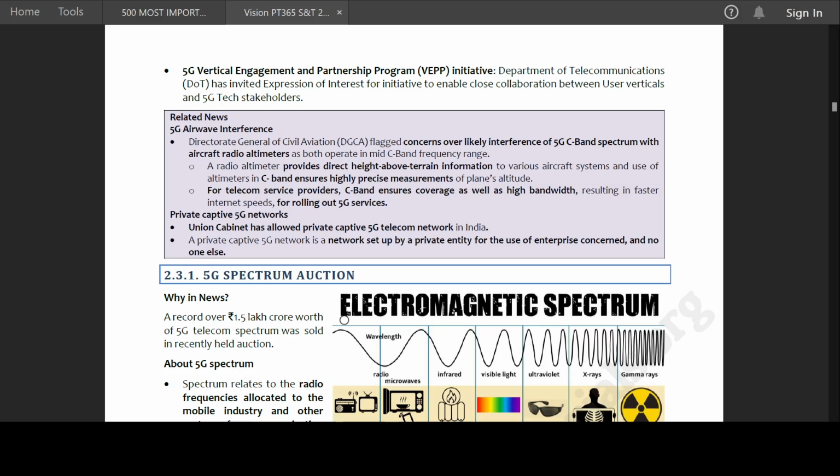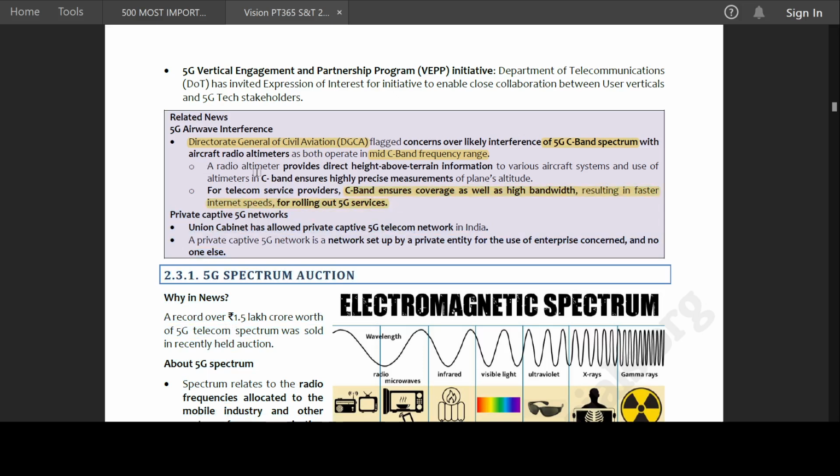The Directorate General of Civil Aviation, DGCA, flagged concerns over likely interference of the 5G C-band spectrum with aircraft radio altimeters, as both operate in the mid C-band frequency range. For telecom service providers, C-band ensures coverage as well as high bandwidth, resulting in faster internet speeds for rolling out 5G services.